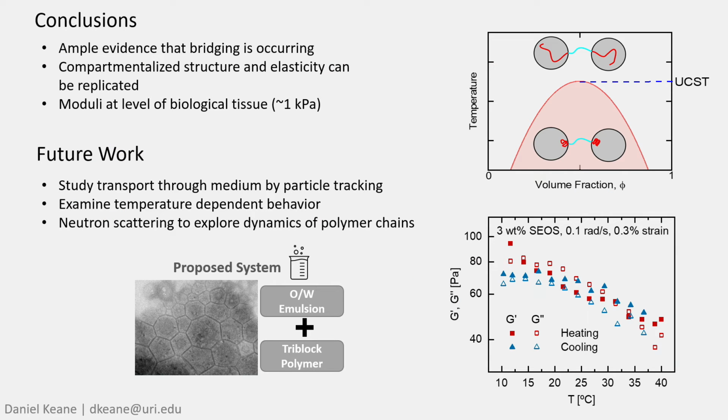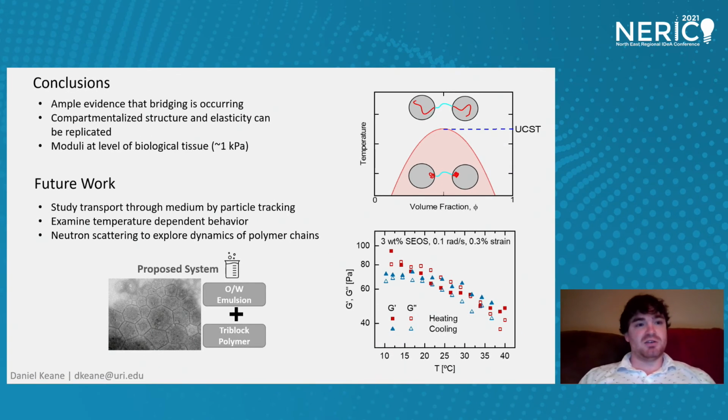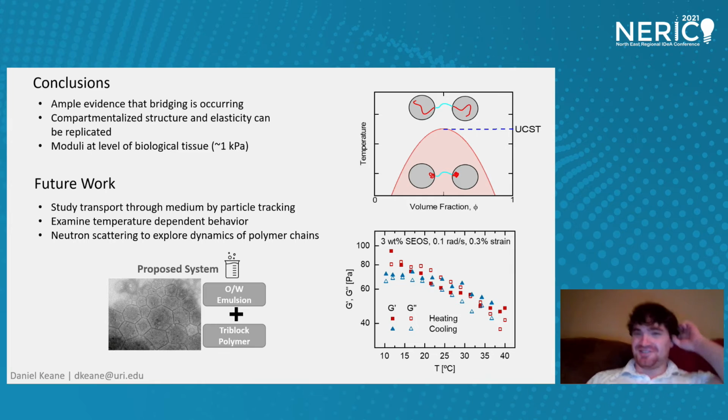So to conclude, there's ample evidence that bridging is occurring, and the compartmentalized structure and elasticity can potentially be replicated. The moduli of brain tissue is approximately 1 kilopascal, and we're reaching that moduli easily. As I move forward, I'd like to study the transport of particles through the medium, examine temperature-dependent behavior, and examine neutron scattering to explore dynamics of polymer chains. And thank you for listening.